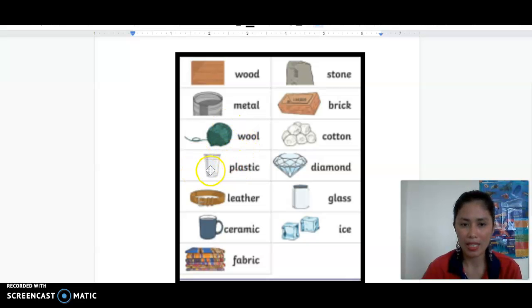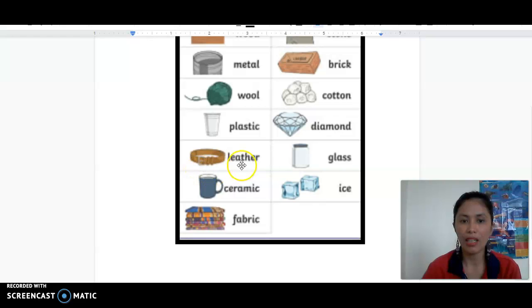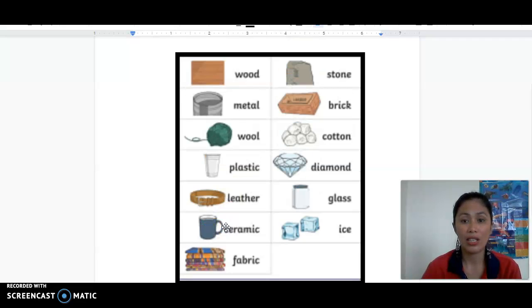This plastic looks like a thicker one and it is hard, right? Leather is hard, right? Ceramics are hard also. Fabric, soft. Stone is hard. Brick is hard. Cotton comes from cotton plants. This is soft. And diamond is hard. Glass is hard. Ice is hard. So there are only three soft items in this material. Only a few of you got the correct answer, but it's okay.